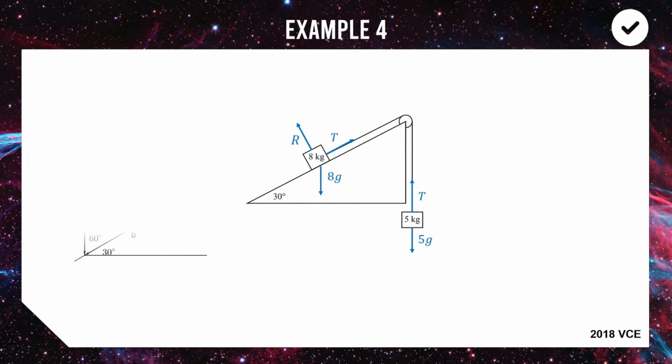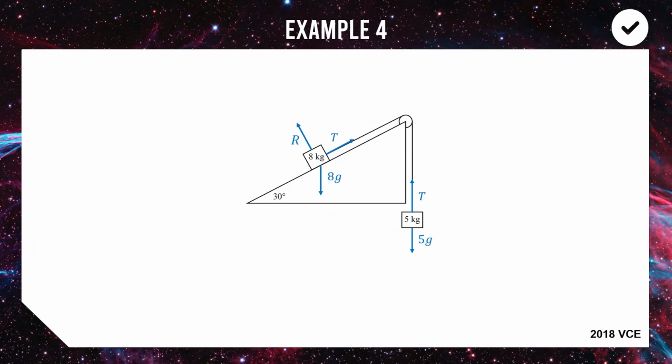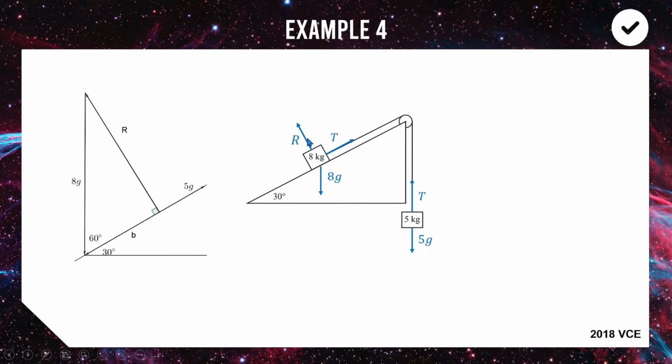Okay, now for part 2, if we go back to that because I forgot what it is. Back we go. Okay, find the magnitude in meters per second squared and state the direction of the acceleration of the 8 kilogram mass. So we're trying to find which way and how much the 8 kilogram mass is accelerating, whether it's going up the slope or down the slope. Once again, this question gets a bit easier if we draw a better diagram. So here's a better diagram, we've got the 8g force. I'm just going to make a triangle as shown over here.